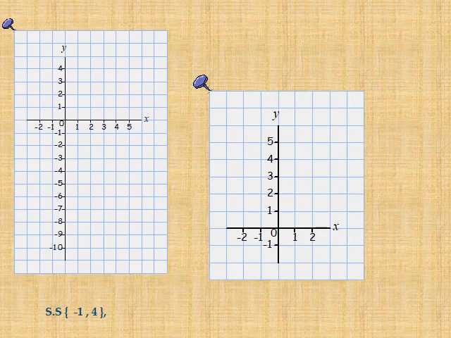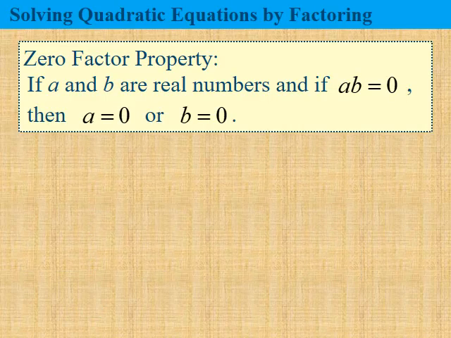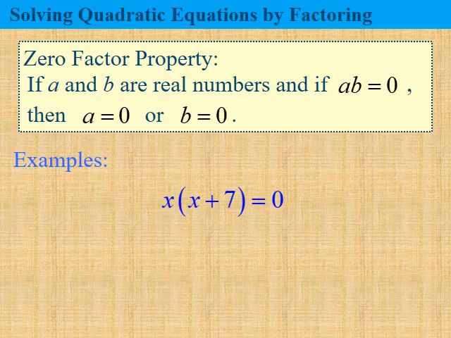Let's find the solution for the following function. After graphing the function, here we have drawn the parabola, and here we don't have any intersection point with the x-axis, so the solution set equals empty set. And we have another graph, another parabola, that cuts the x-axis at the points -1 and 4, so the solution set is {-1, 4}.